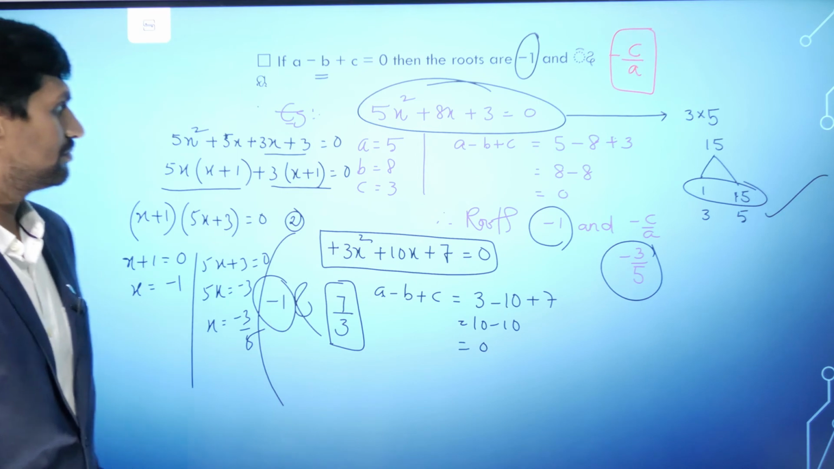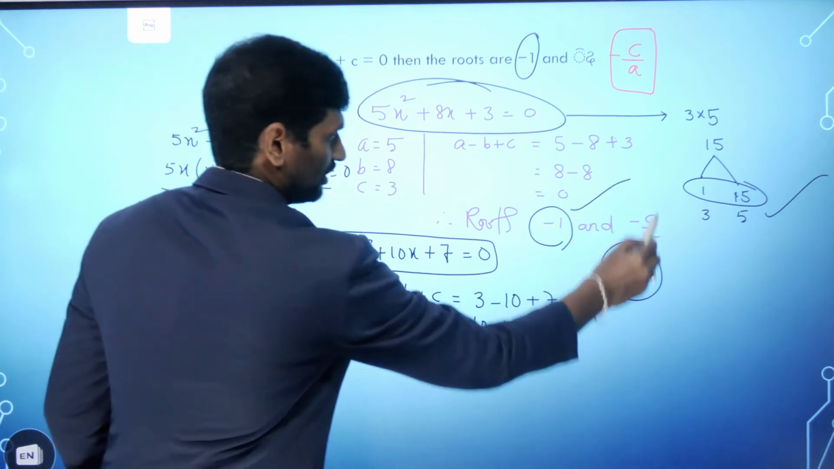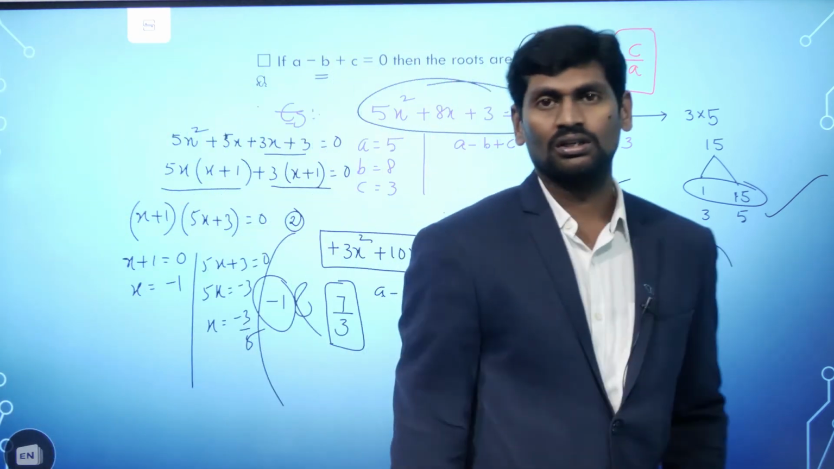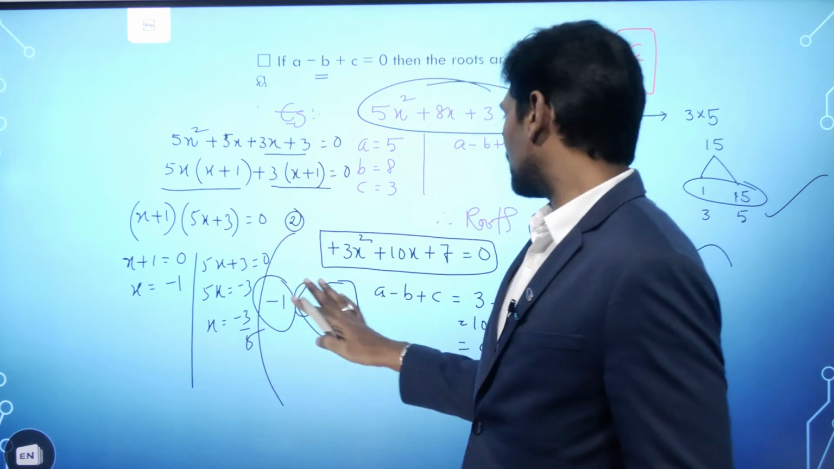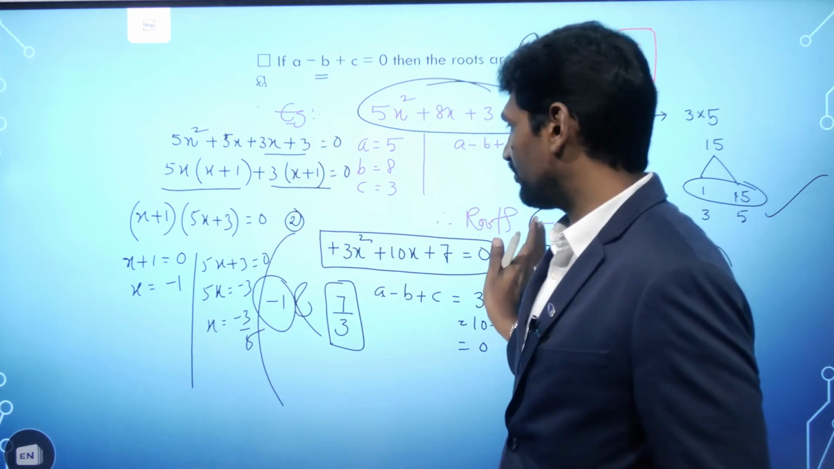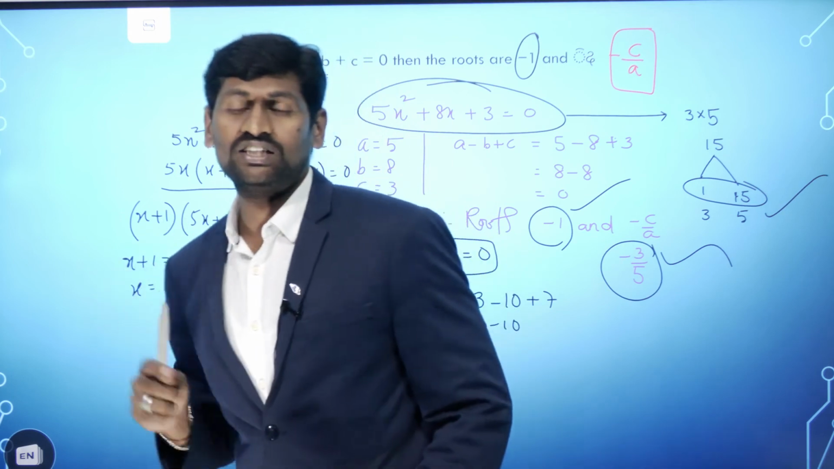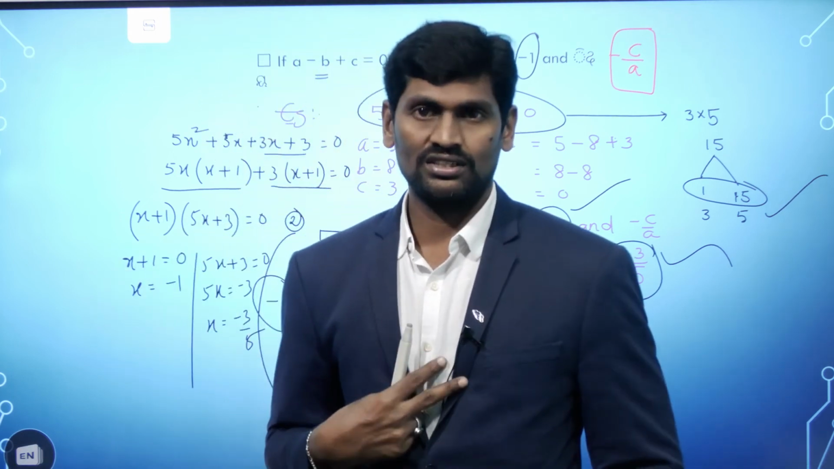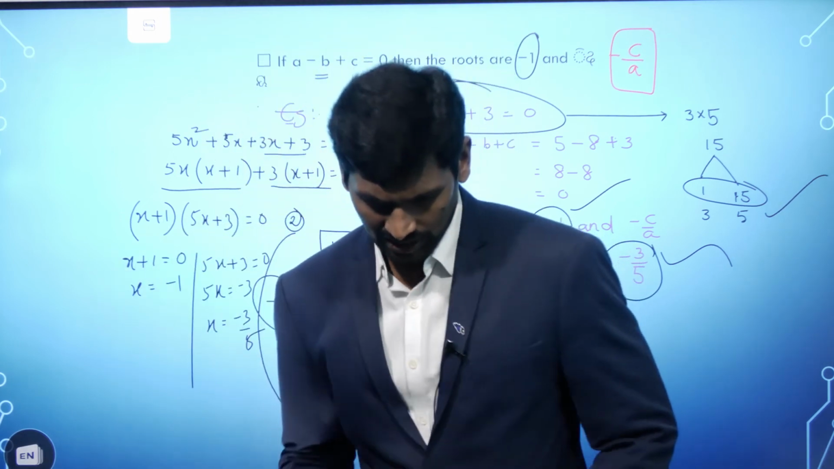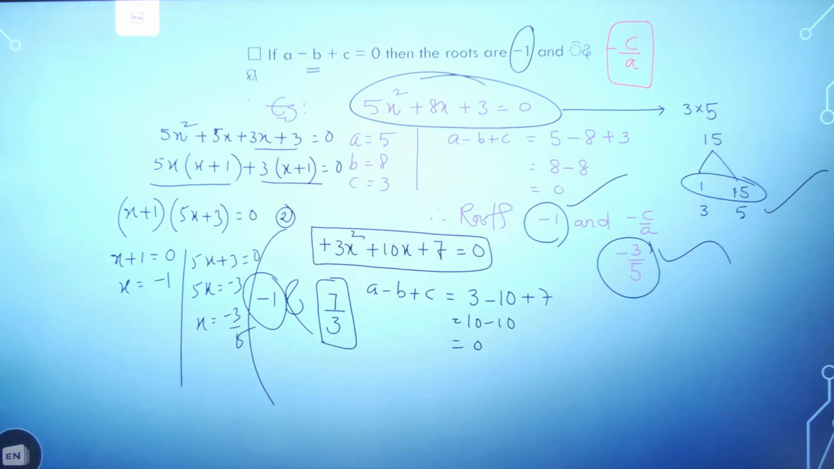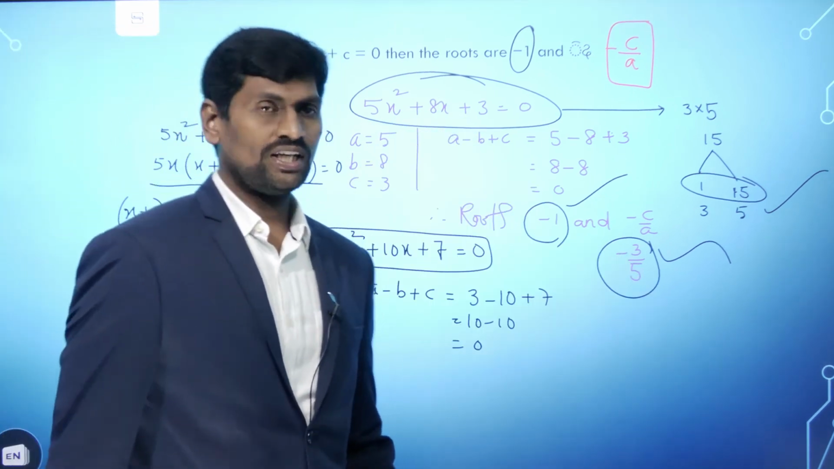Check. Minus 1, minus 3 by 5. With the general method also we are getting the same answer, minus 1 and minus 3 by 5. And by using the condition also we are getting the same answer. Am I right? Yeah. Please note it. Yeah. Okay children. We will go to the next.